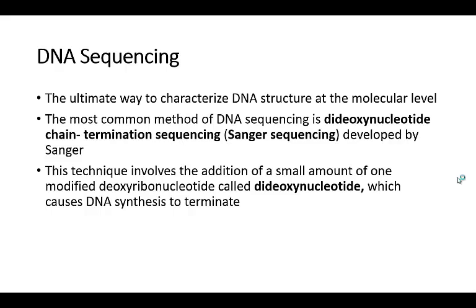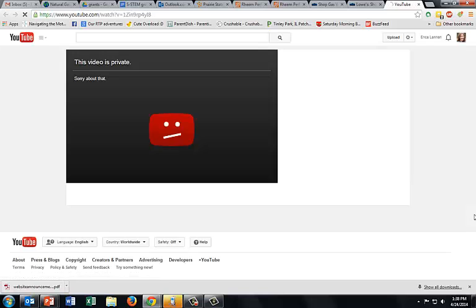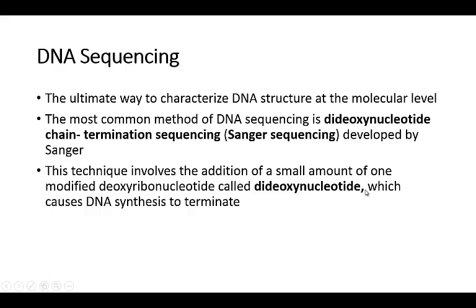This was primarily the technique used to sequence the human genome. It involves the addition of a small amount of modified nucleotides called dideoxynucleotides, which cause the DNA synthesis to terminate. There's a dye attached to this, and it will allow you to read this color termination with a computer.